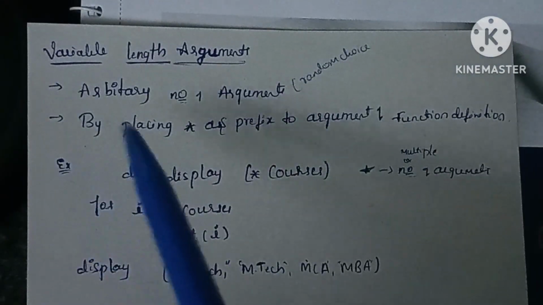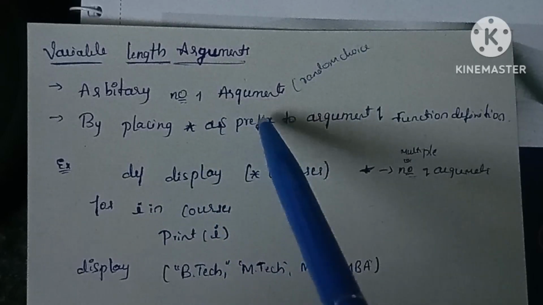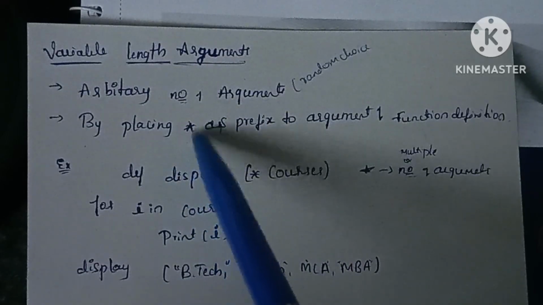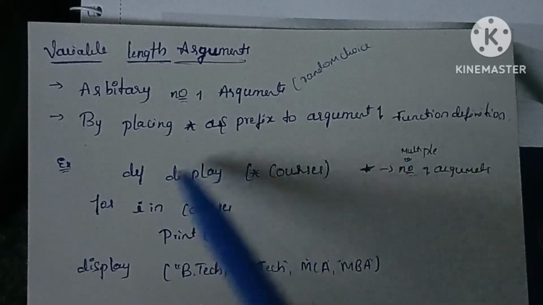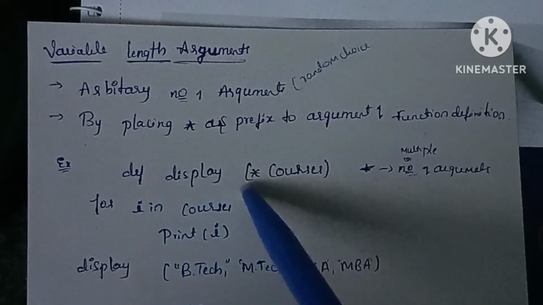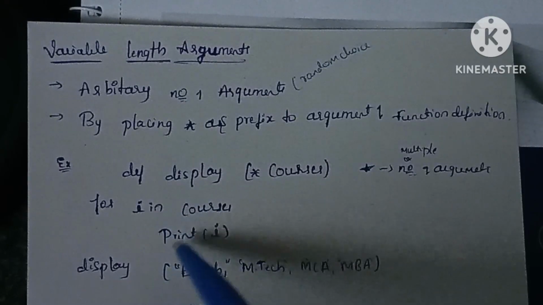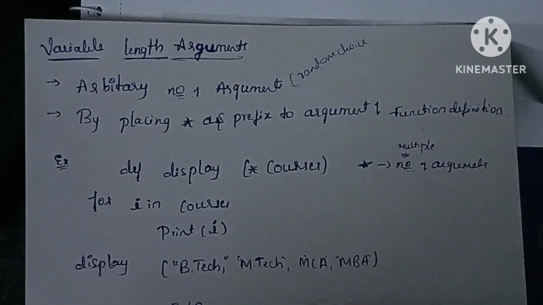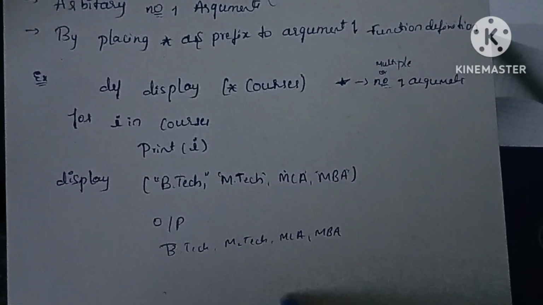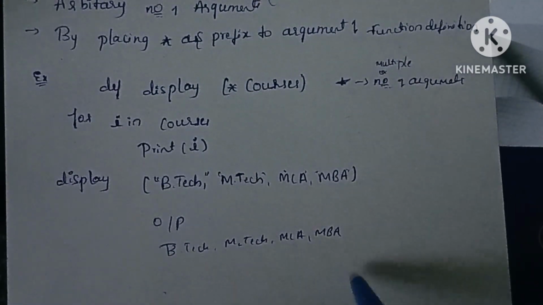Variable length argument means an arbitrary number of arguments, by placing a star as a prefix to the argument in the function definition. For example, def display(*course): for i in course: print(i). display('btech','mtech','mca','mba'). The output will come as btech, mtech, mca, mba, like that.